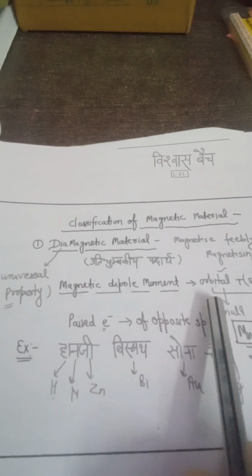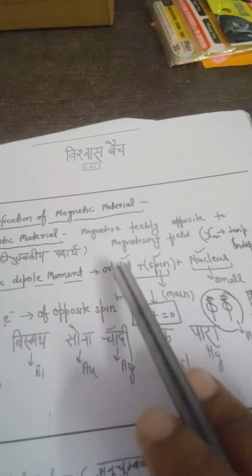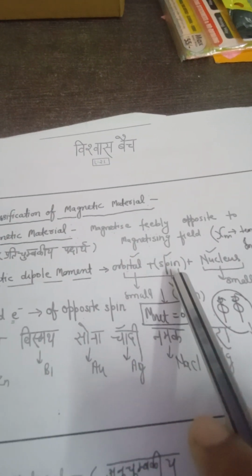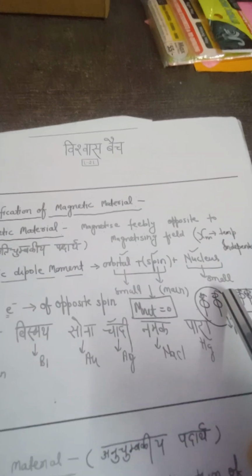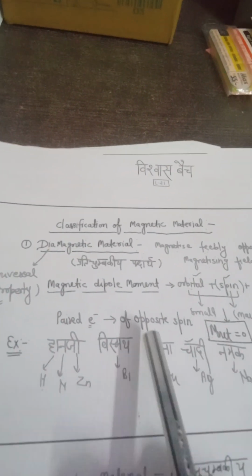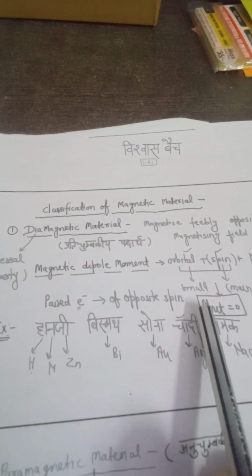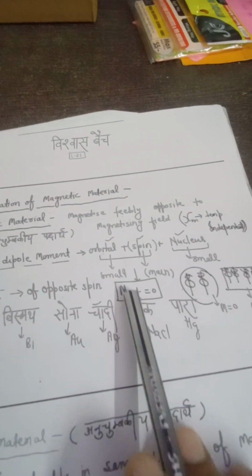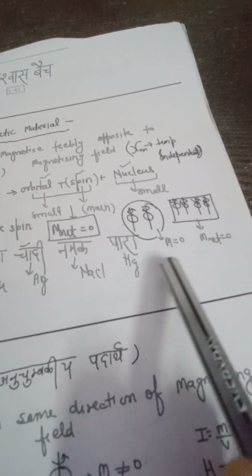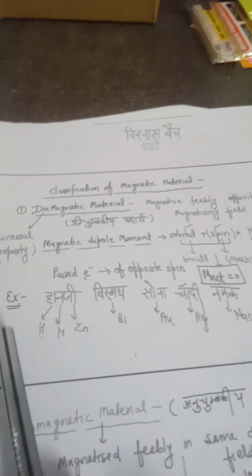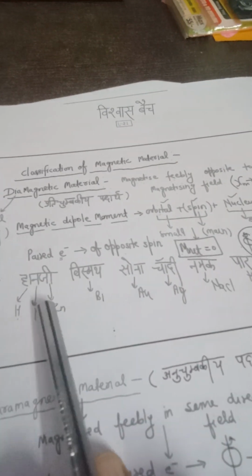So the magnetic dipole moment comes from orbital plus spin plus nucleus. The orbital contribution is small, the spin is the main one, and it is also small. So electrons pair up with opposite spin signs, so the total magnetization is net 0. So you can figure that m is 0 and m net is 0. So you can learn this example.